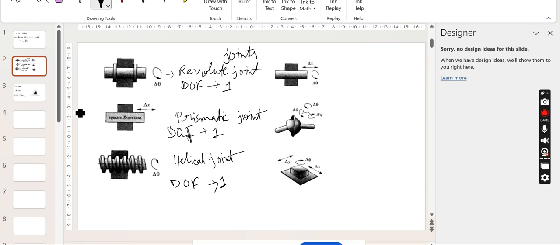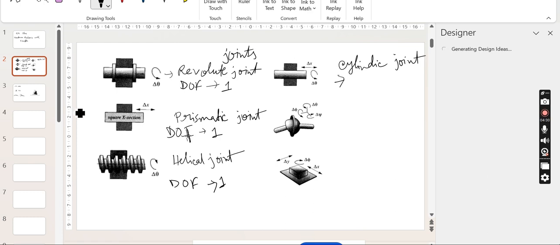And this is called a cylindric joint. In a cylindric joint, the joint can move in the x direction also. It can go in and go out, and also move in the theta direction, so it can rotate also. So it can rotate and translate also. So here there are two independent coordinates. So the degree of freedom here is 2.